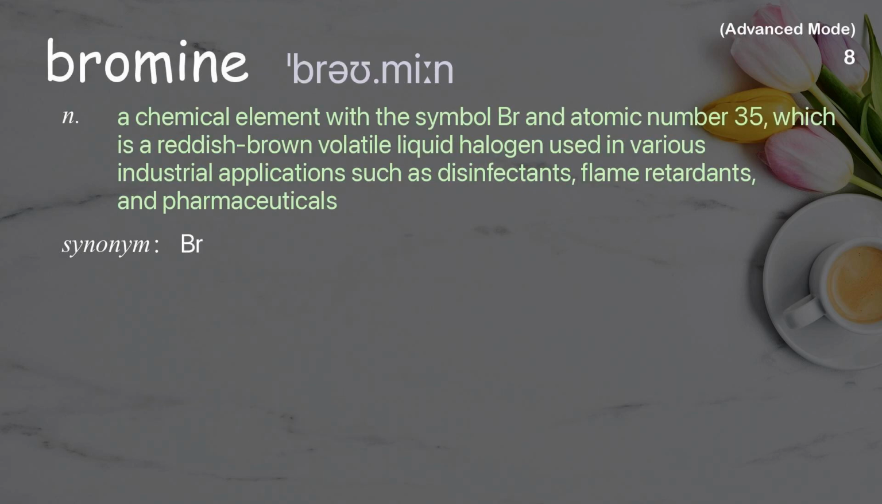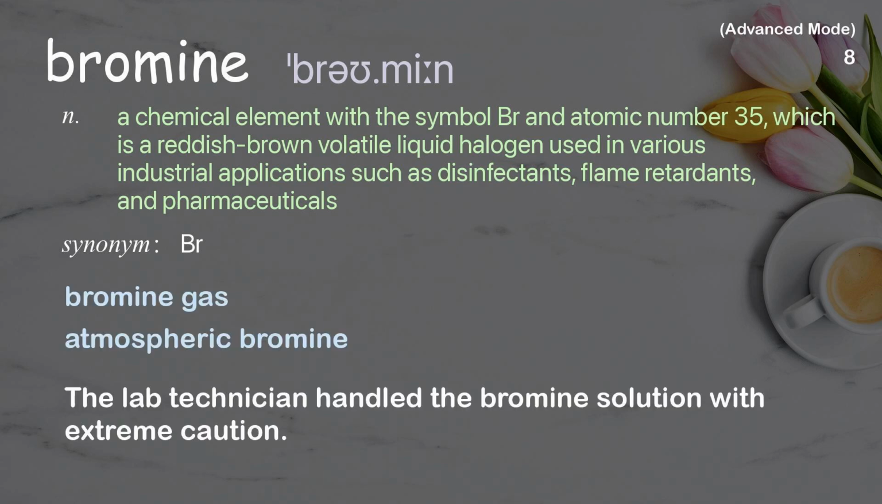Bromine. A chemical element with the symbol Br and atomic number 35, which is a reddish-brown volatile liquid halogen used in various industrial applications such as disinfectants, flame retardants, and pharmaceuticals. Examples: Bromine gas, atmospheric bromine. The lab technician handled the bromine solution with extreme caution.